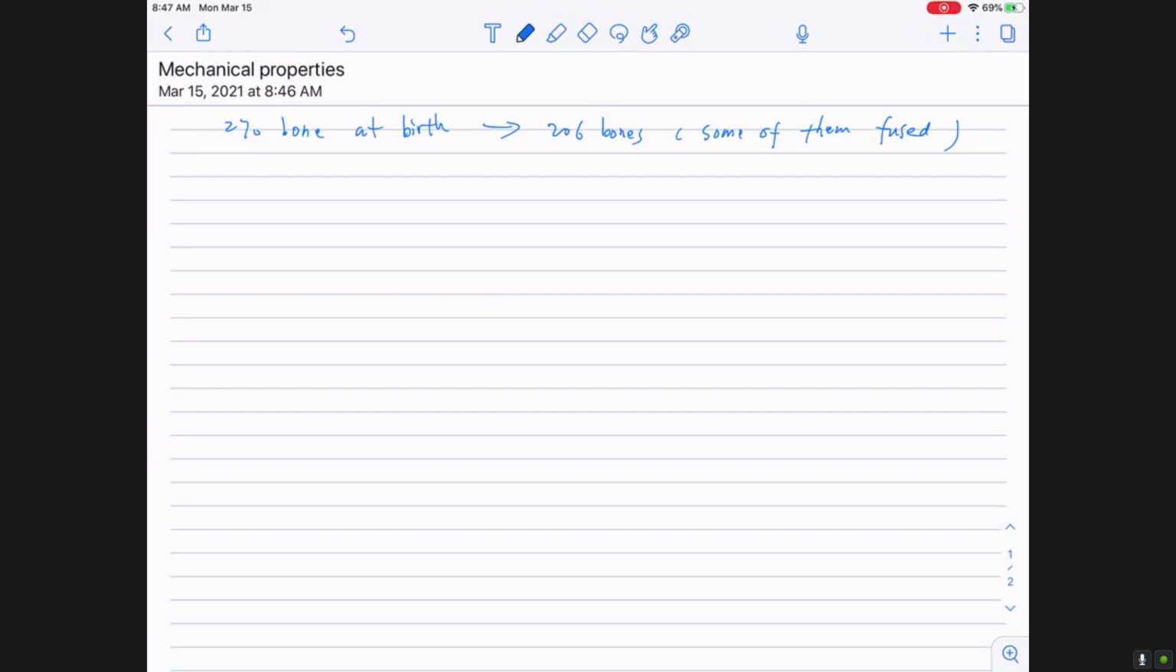We have more mechanical properties in orthopedic. They take a look at multiple kinds of loading.